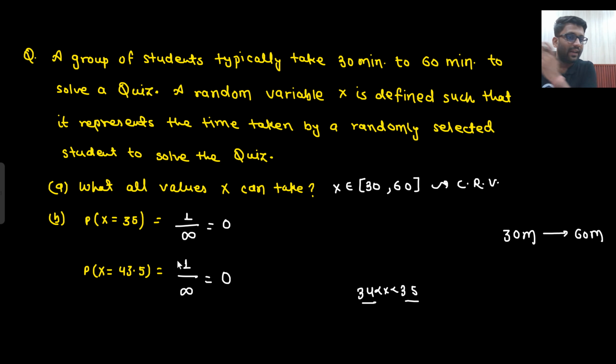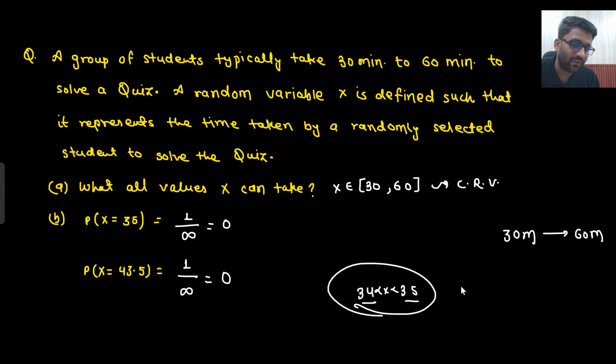But the student can take any time between 30 to 60 minutes. So it's like between infinite time windows you are asking me one particular time. You could ask me one particular time window, that between 34 to 35 minutes what is the probability that the student is solving the problem. That is considerable, that will be non-zero. But if you ask me at a particular point, that would be equal to 0 only. And we will prove that with other examples as well.